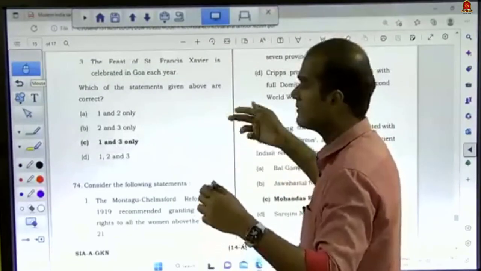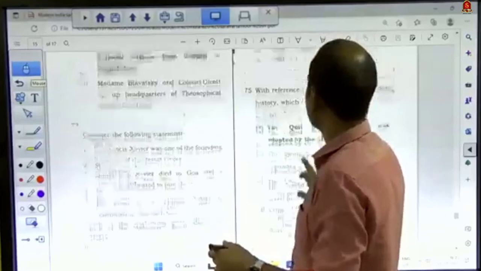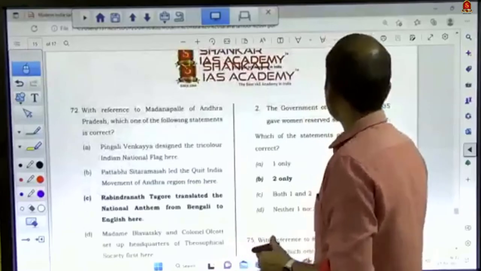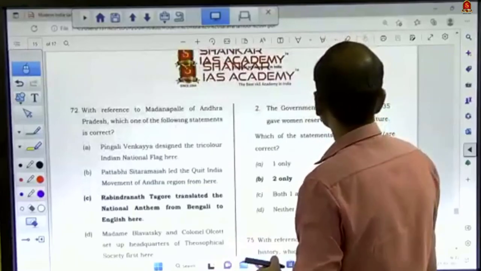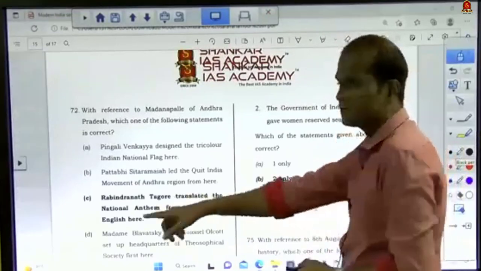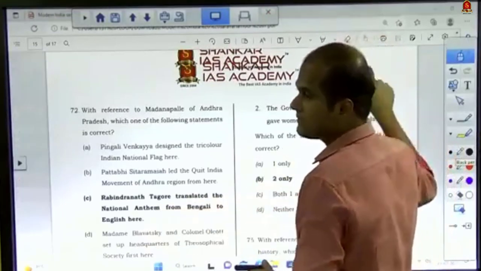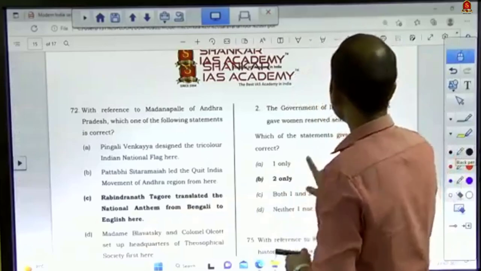So the first statement is wrong. Please be careful about these kinds of statements. Second, the Government of India gave women reservation of seats in the legislature. Yes, the first is about voting rights, and here it is reservation in seating. That's why the second statement alone is right.